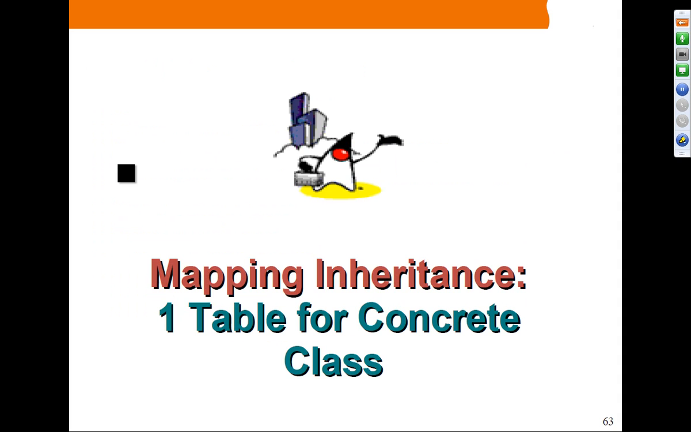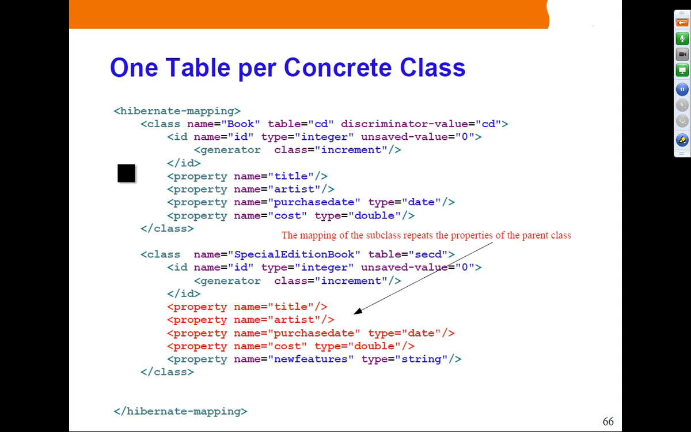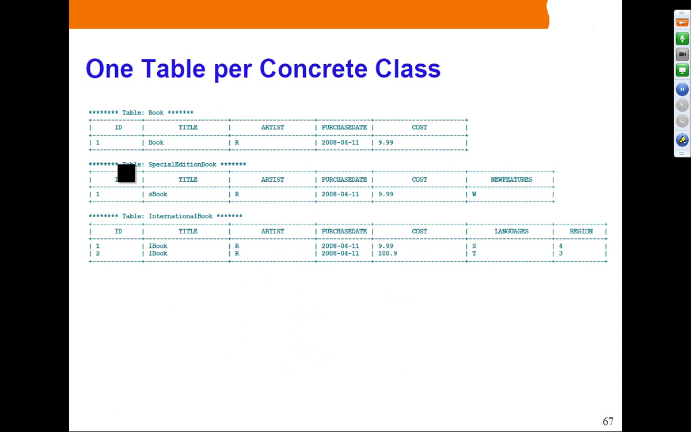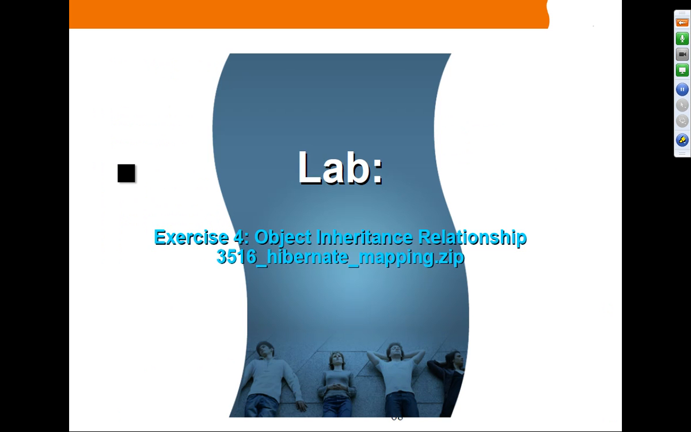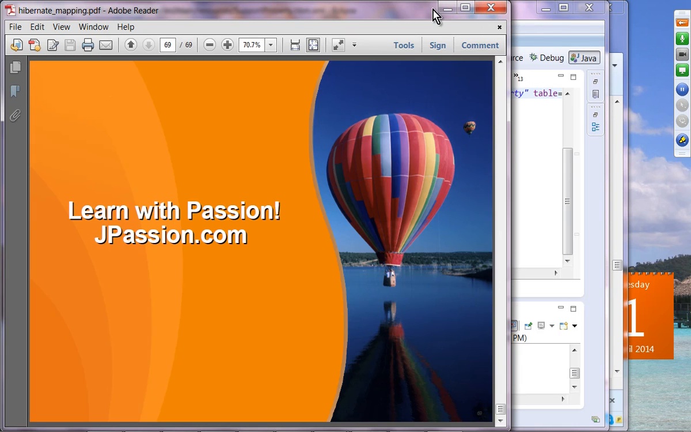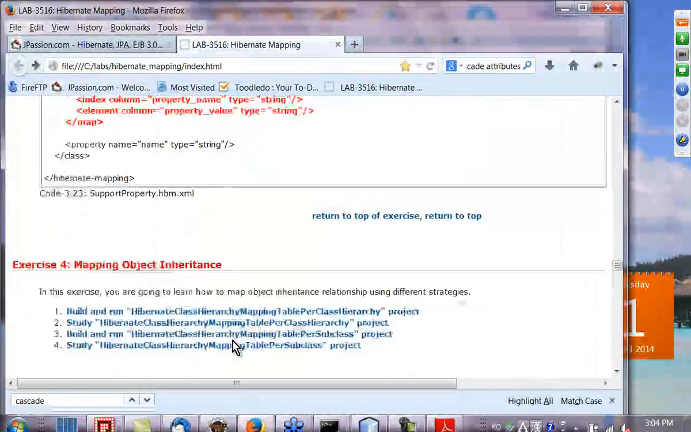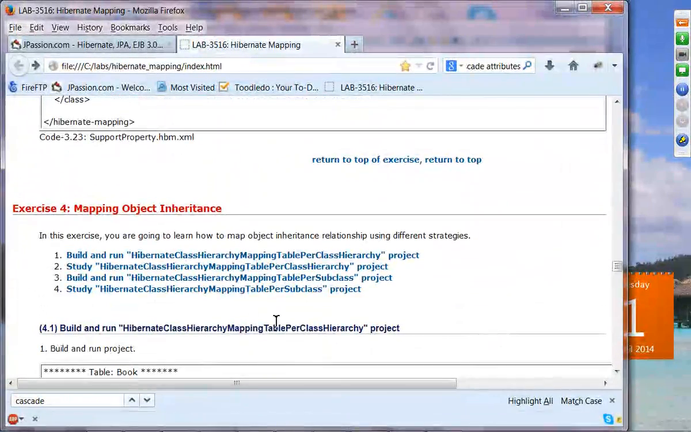I'm going to skip one table per concrete class because it's really not used, so I'm going to move forward. Alright, so let's do exercise 4. We're going to do just the first and second scheme.